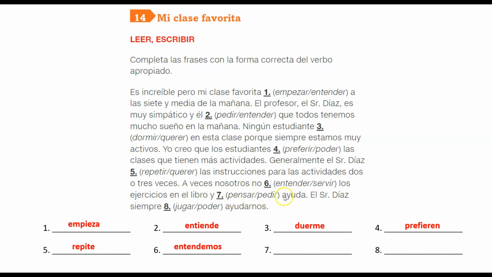Los ejercicios en el libro. Blank, y blank ayuda. And we think help or we ask for help. We ask for help. So again, you got to conjugate pedir to the nosotros form, and since it's nosotros, there's no stem change. It would be pedimos.